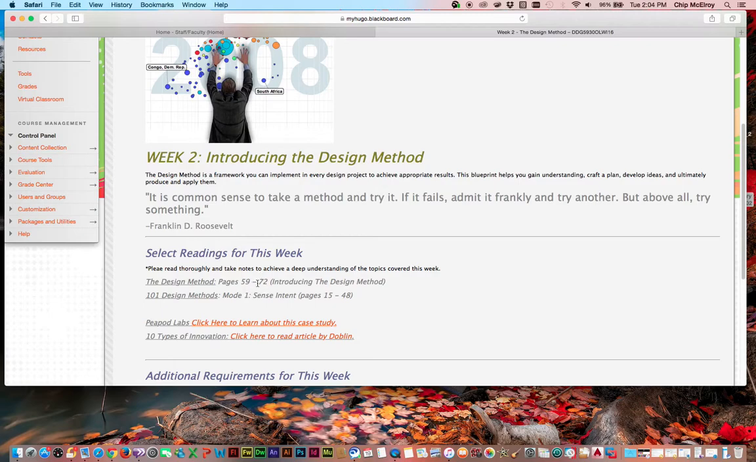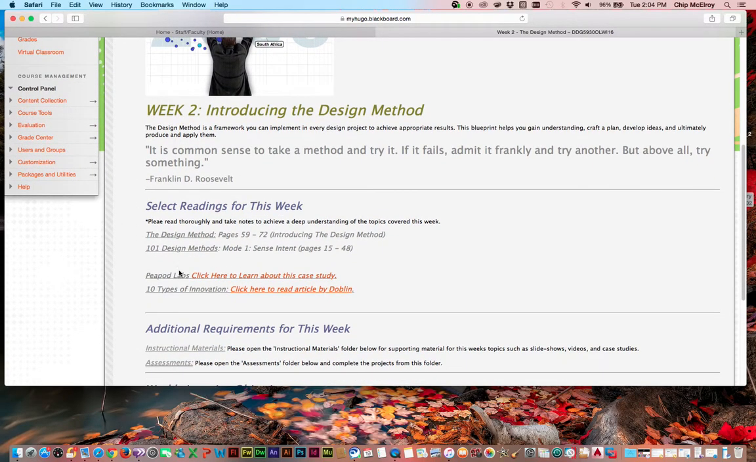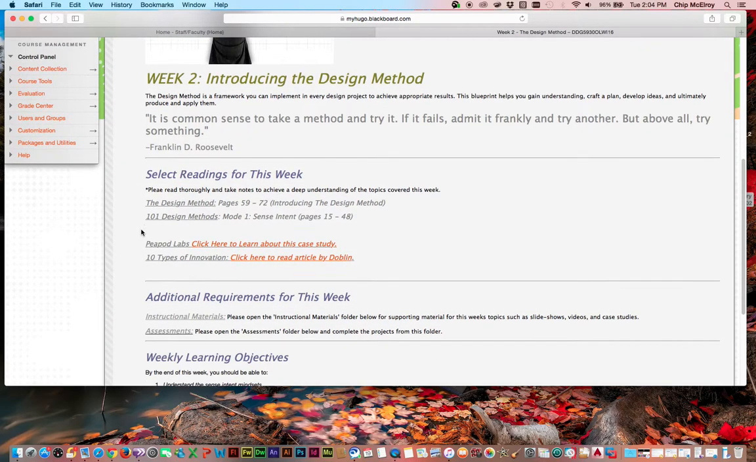We've got about 13 pages to read in the design method called Introducing the Design Method, and then about 30 pages or so in your 101 Design Methods, which is mode number 1 called Sense Intent. So those are your readings for this week. I've included also 2 case studies: a case study about Peapod Labs, and the 10 Types of Innovation article. Go ahead and read those. Those are your required readings.